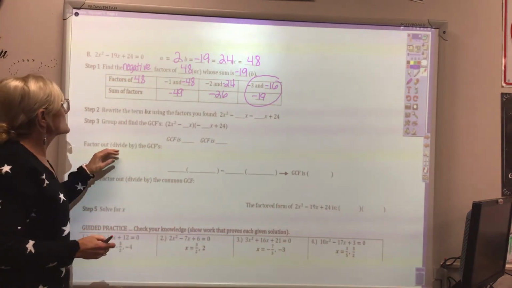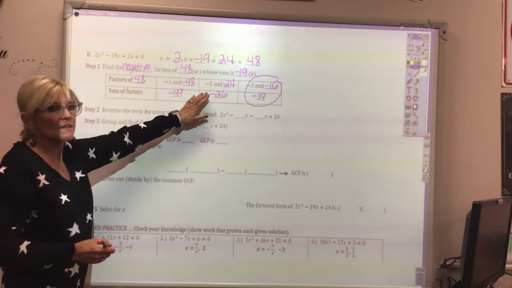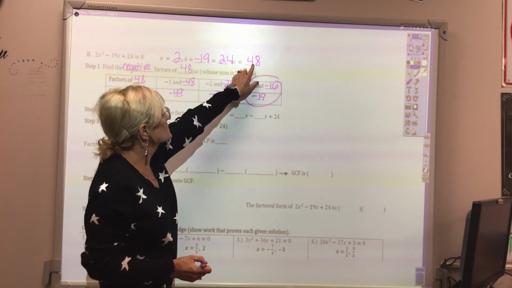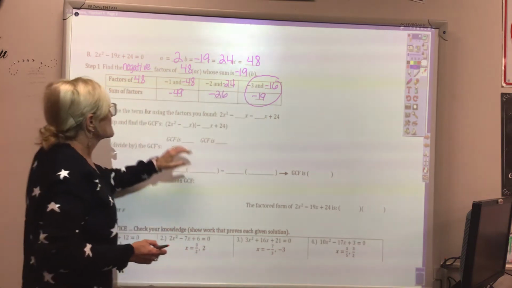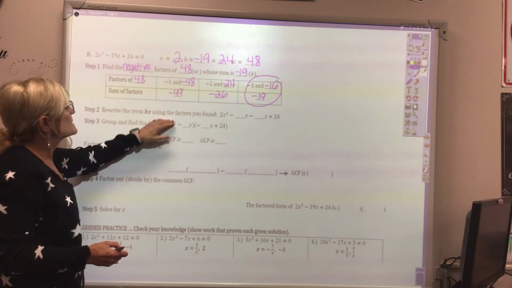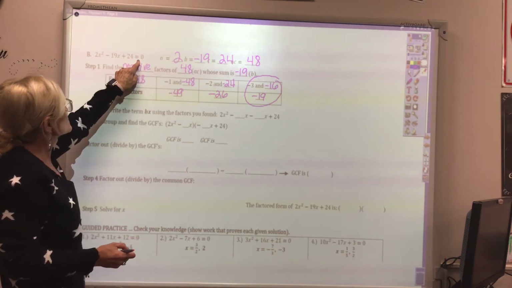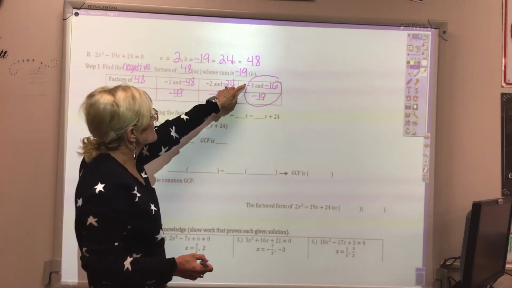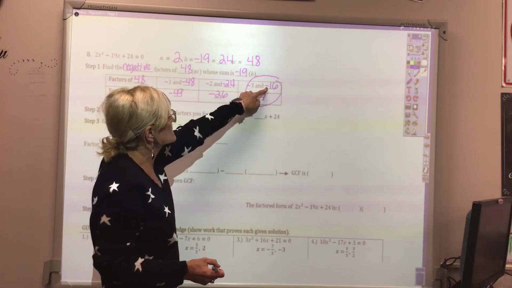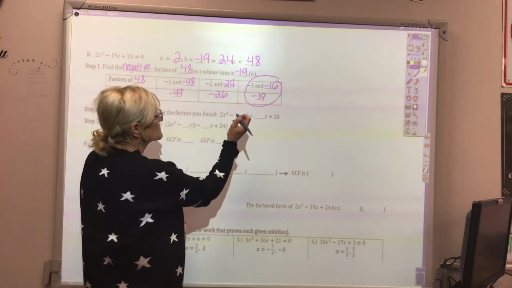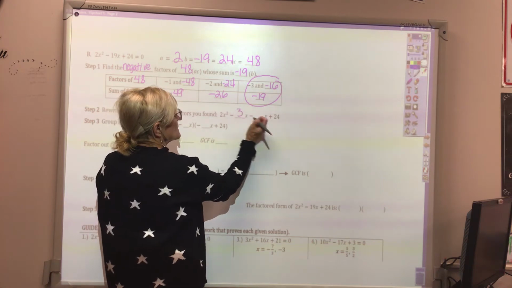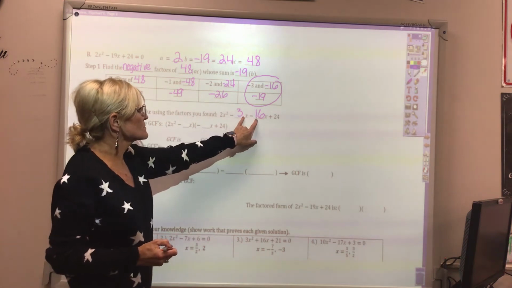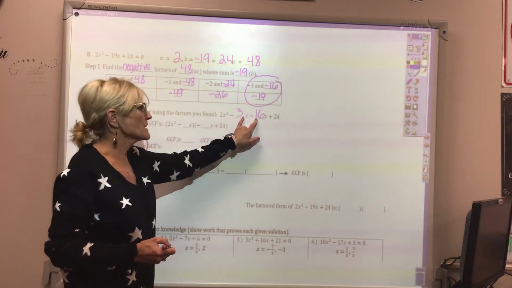So once you find your two numbers that work, that give you the product of AC and the sum of B, then you rewrite this quadratic equation. You take out the negative 19 and you replace it with the negative 3 and the negative 16. And it doesn't matter which one you put first. I'll just put the 3 and the 16. So if we were to simplify this, this would simplify to negative 19 right here.